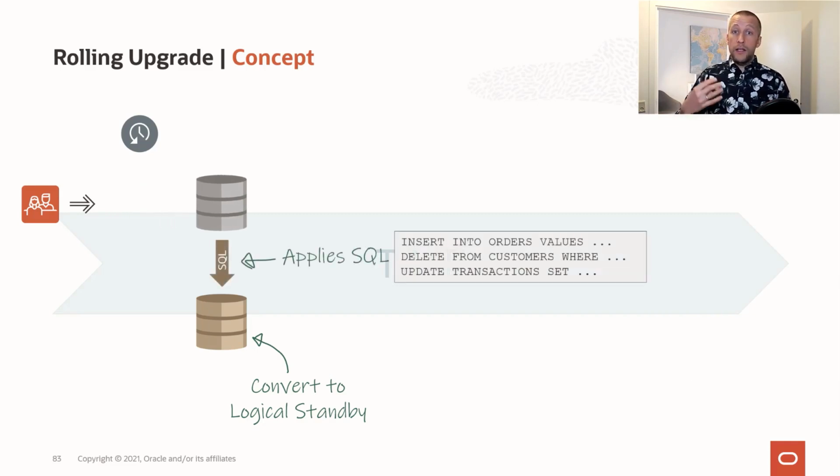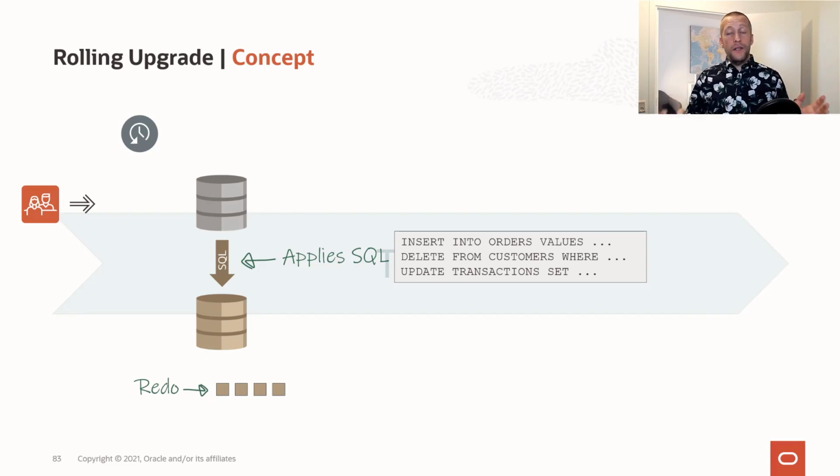Now, users are still connected to the primary database and they're generating transactions. The primary database extracts those SQLs from the logs, and it sends the SQLs to the logical standby. So we're not sending redo information, but we're sending insert, delete, update, DDL, DML, and so forth. And those statements are executed on the logical standby to keep them in sync. And as with any other Oracle database, the logical standby still creates and maintains its own redo data.